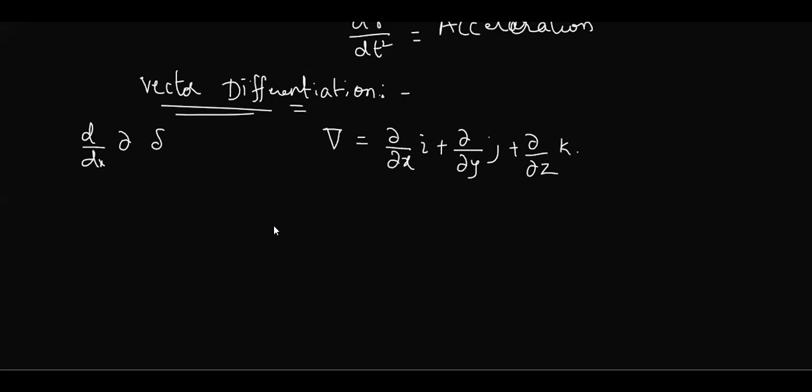First thing, yes or no? Yes, ma'am. And what are dou by dou x, dou by dou y? These are differential operators. So why do we have to take dou, why not d? Can anybody justify this? I could have taken it as d by dx, d by dy, d by dz. Not taken. Why?